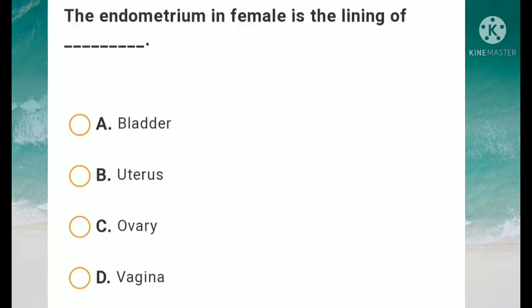Here the next question is, the endometrium in female is the lining of. Bladder is part of the excretory system. Gall bladder is not lined by the endometrium. Here the second option is the uterus. Uterus is also called the womb. Third option here the ovary, and last option here the vagina. Uterus, ovary and vagina are part of the female reproductive system.